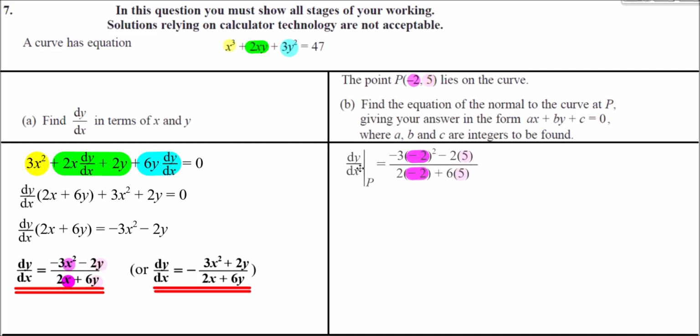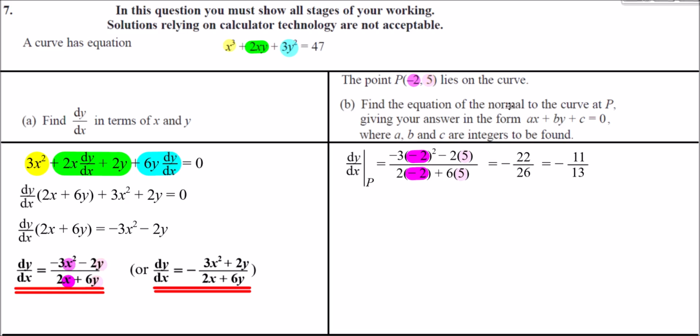So at P, dy by dx will be minus 3 times minus 2 all squared, minus 2 times 5, all over 2 lots of x, which is 2 times minus 2, plus 6 times y, 6 times 5. That will then give you minus 22 over 26 if you did it manually. On a calculator, it just gives you the simplified fraction of minus 11 over 13. That's the gradient of the tangent, though.